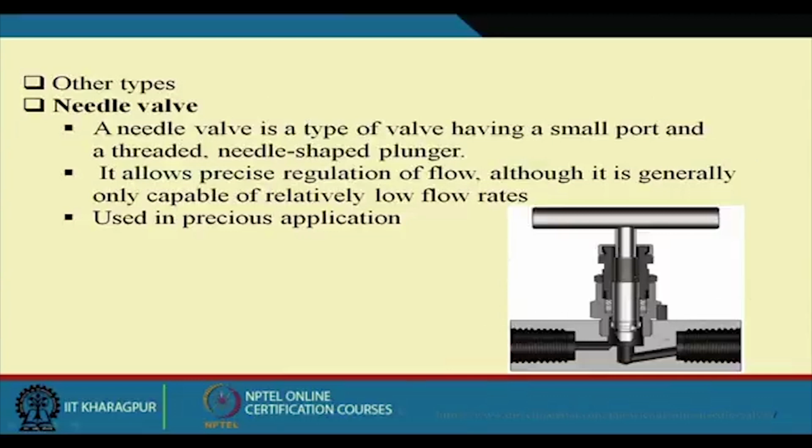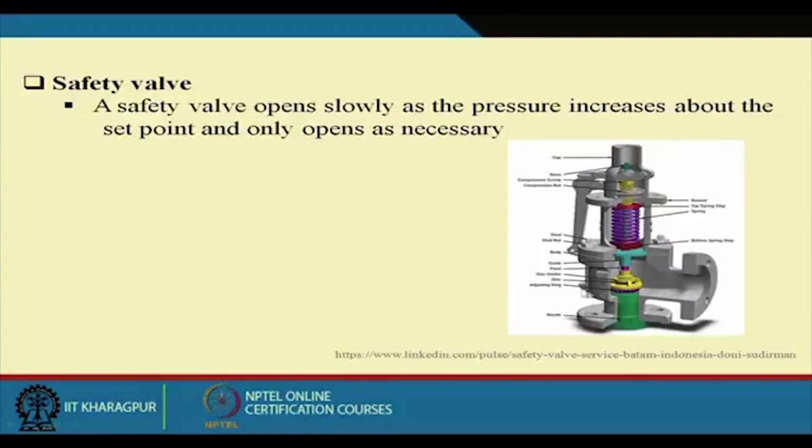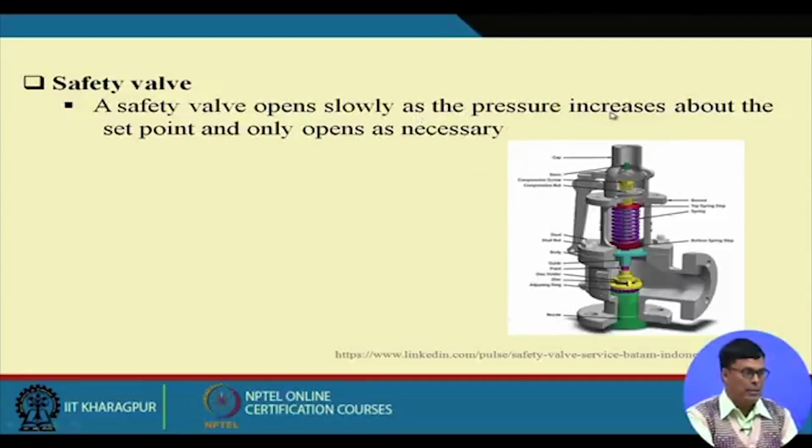The needle valve, you can see that we put a needle here. This is used for minute control. Then the safety valve, that I told you about. You can see there is a spring that keeps the pressure here. It can withstand a certain pressure. If the pressure goes above this, then the spring will go up and the pressure will be released. The safety valve opens slowly as the pressure increases above the set point and only opens as necessary. So this is how the safety valve looks.